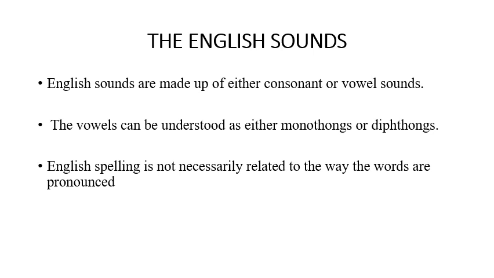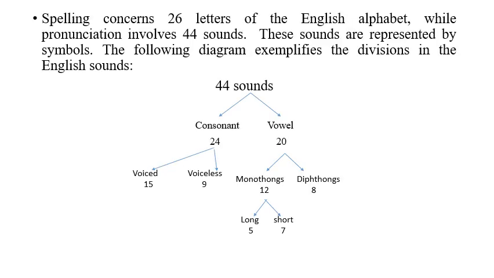So we have to note that English spelling is not necessarily related to the way the words are pronounced. That is, there is no relationship between spelling and pronunciation. Spelling is used in writing, whereas sounds are used in pronunciation. So letters are used in spelling and sounds are used in pronunciation. There is no link between spelling and sounds. Now, spelling concerns 26 letters of the English alphabet, while pronunciation involves 44 sounds. These sounds are represented by symbols.